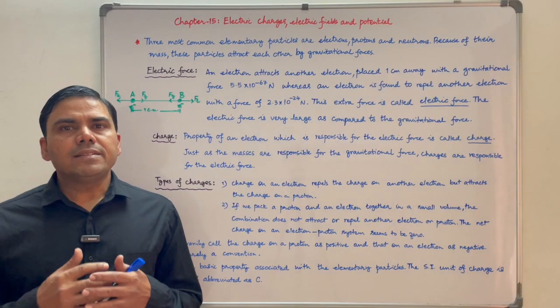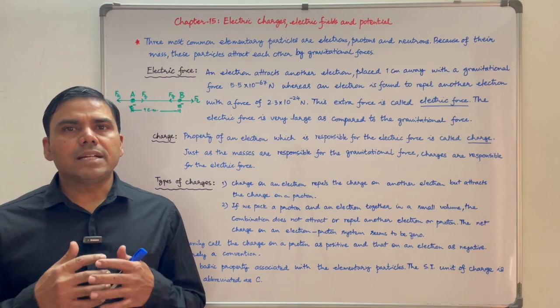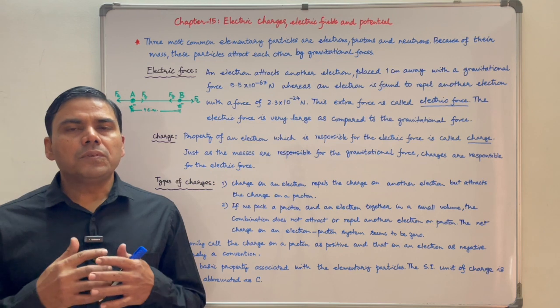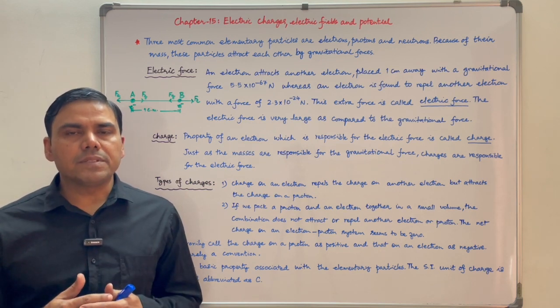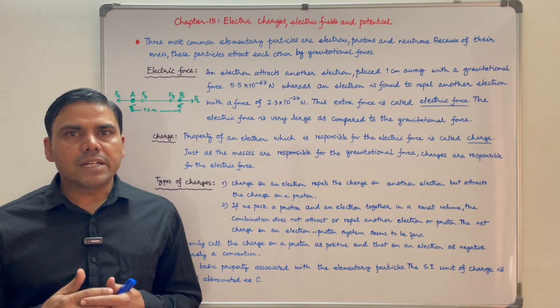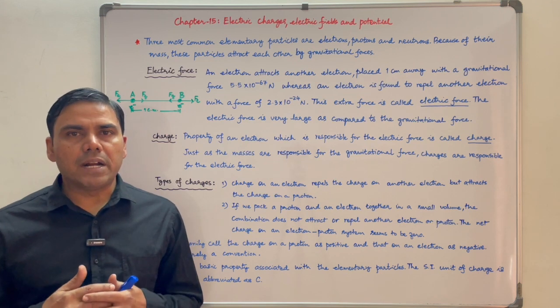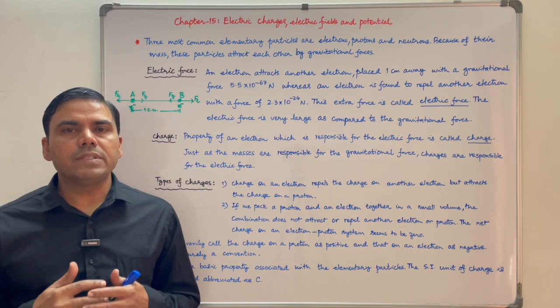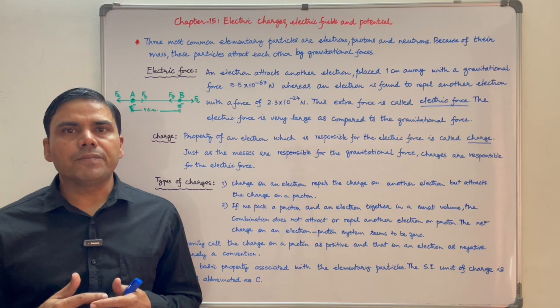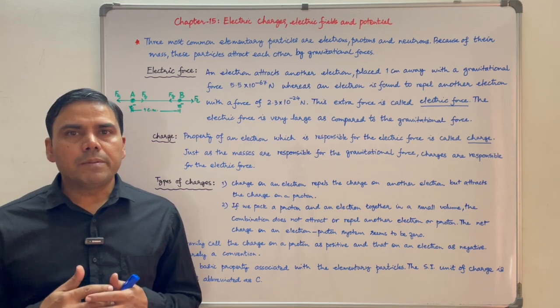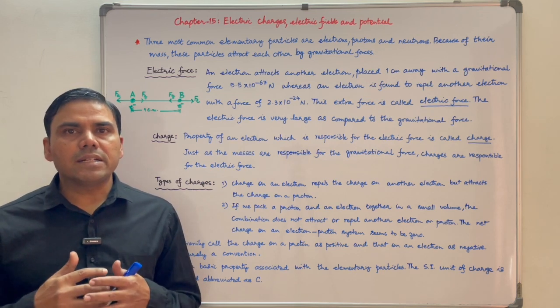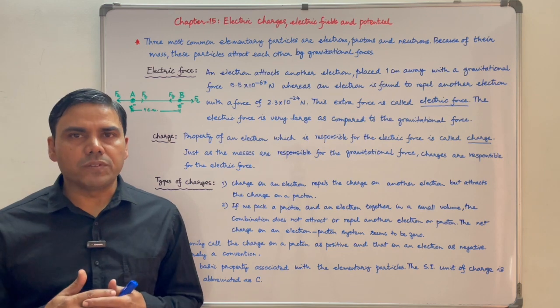Hello children, let us start chapter number 15 and that is electrostatics. First we will understand basic terms. In chemistry we have studied that there are three fundamental particles, electrons, protons and neutrons. They are part of an atom. Because of their mass, these particles attract each other by gravitational forces.